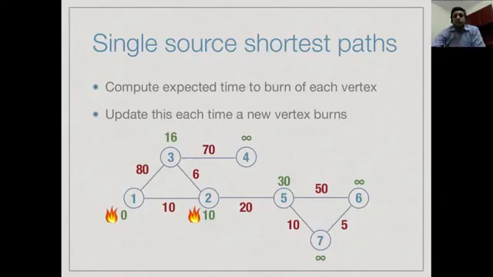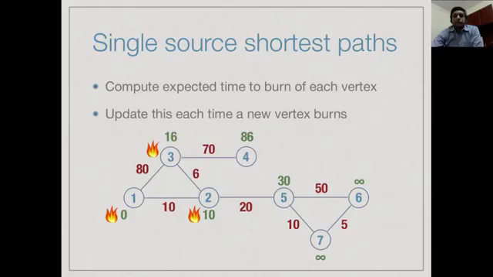So we continue in this vein, now using the fact that among the things that are going to burn, 3 is going to burn at 16 and 5 is going to burn at 30. It's clear that 3 burns next. So we reset its status to burnt, and we update its neighbor, namely 4, to 16 plus 70 is 86.